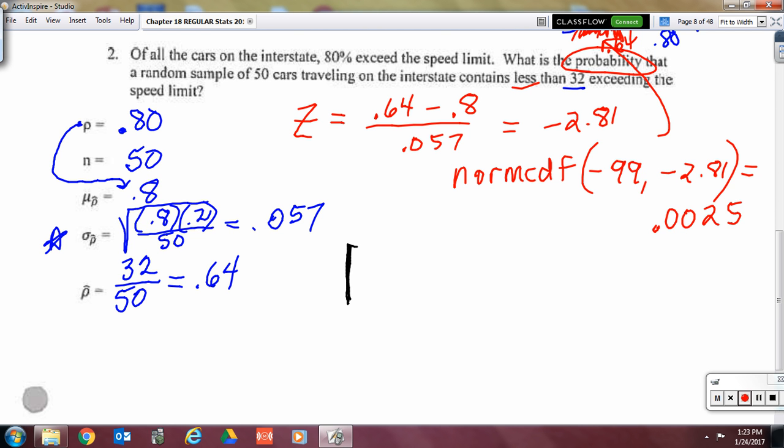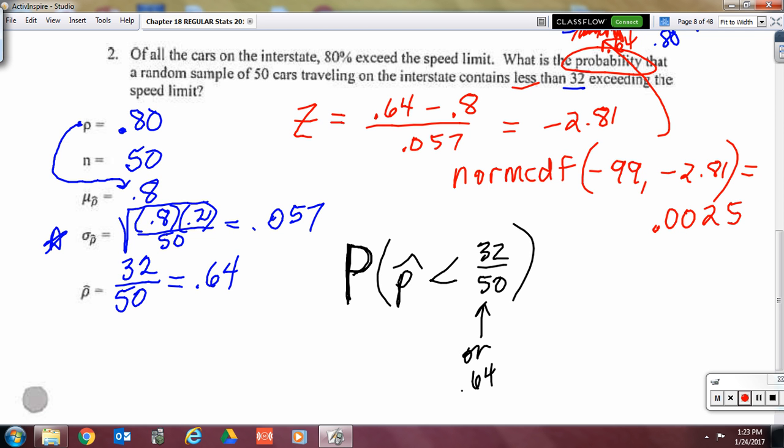So I found the probability that I get a p-hat that is less than. You can put either 0.64 here or 32 over 50, either one of those, okay? So the probability that you get a p-hat less than that 32 over 50 that I was talking about was how much? 0.25%. That's just a fourth of 1%.